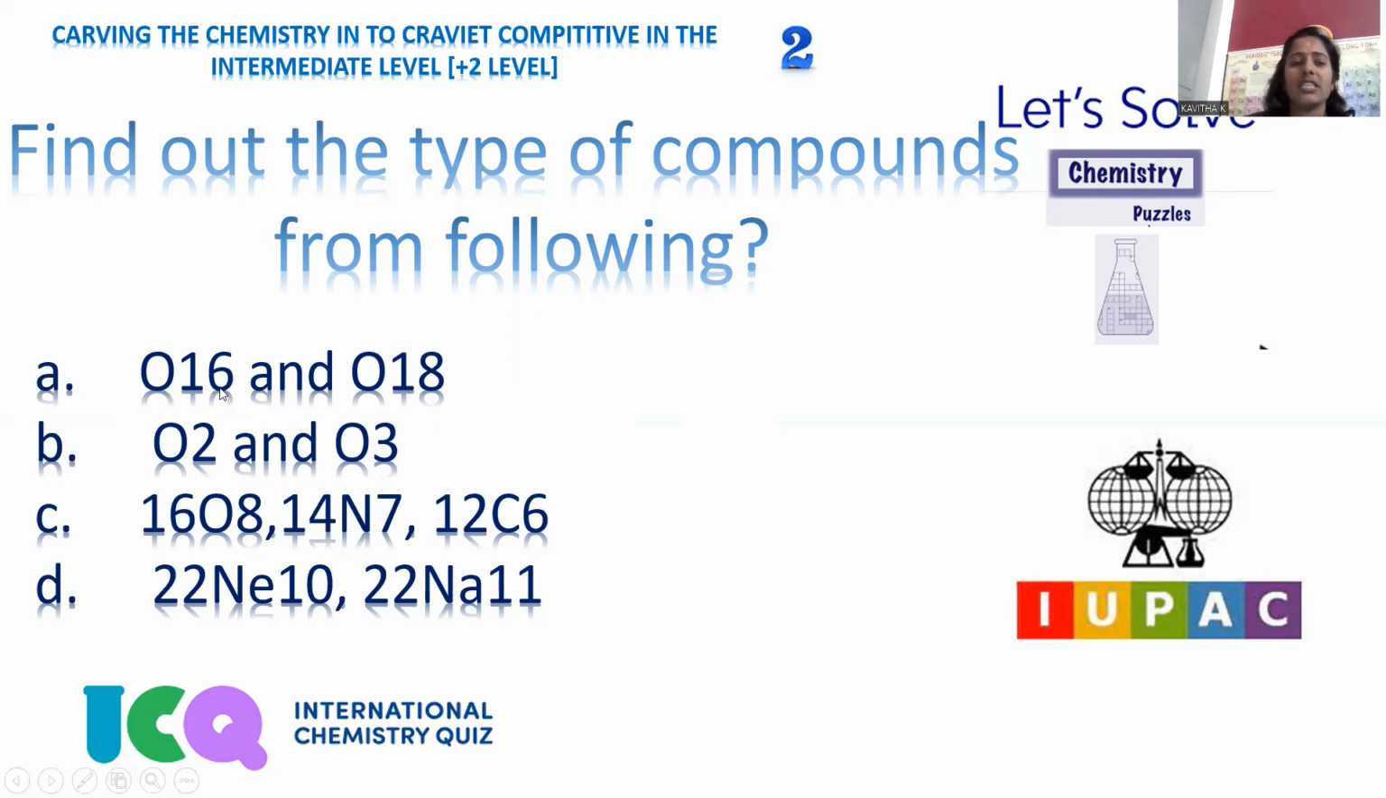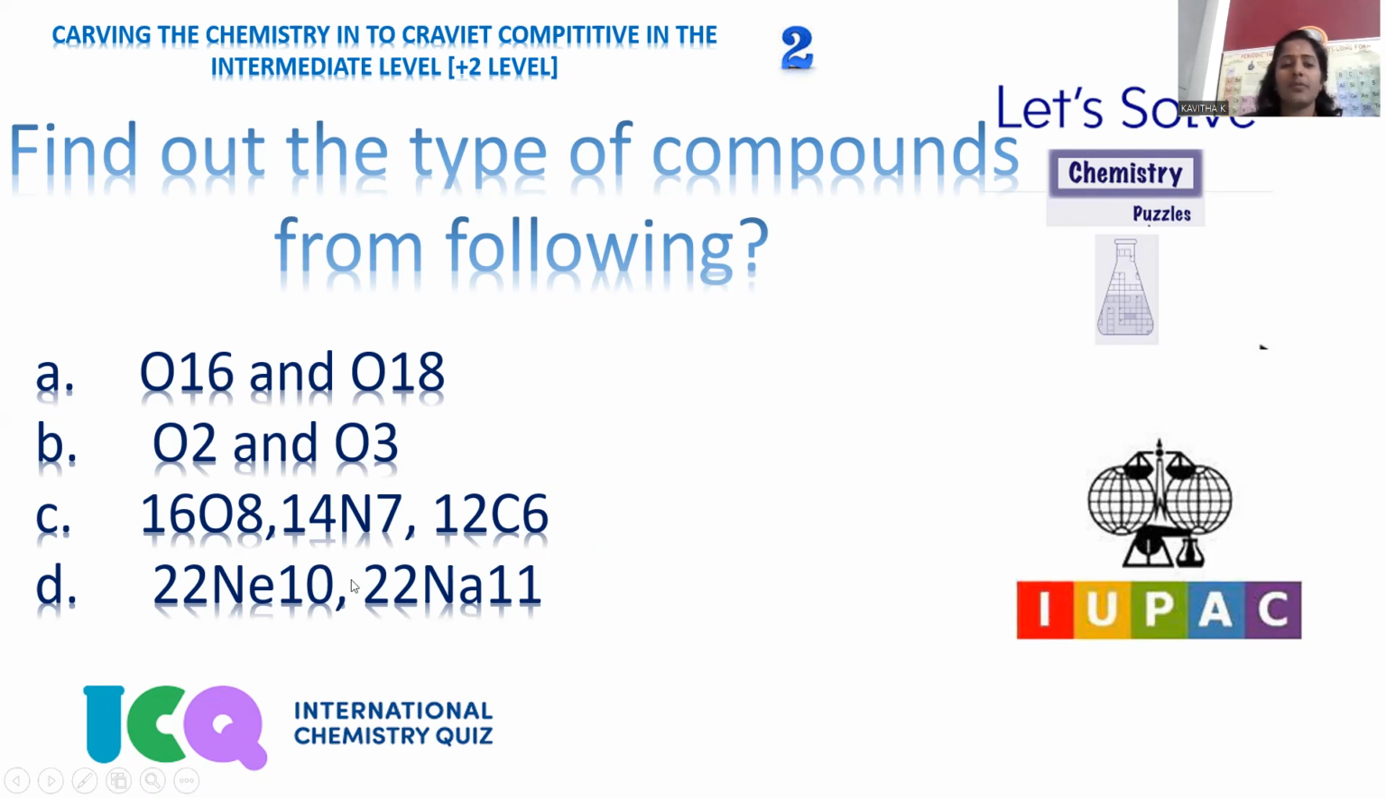Okay, here oxygen 16 is there, oxygen 18 is there, O2 is there, O3 is there. O2 is called molecular oxygen, O3 is called ozone. And oxygen with 16 mass number, 8 atomic number, nitrogen with 14 mass number, 7 atomic number, carbon with 12 atomic mass and 6 atomic number. So these 3 also have a certain similarity that we have to find out. And another is neon 22 10, sodium 22 11. This is also another kind of similarity we have to find out.